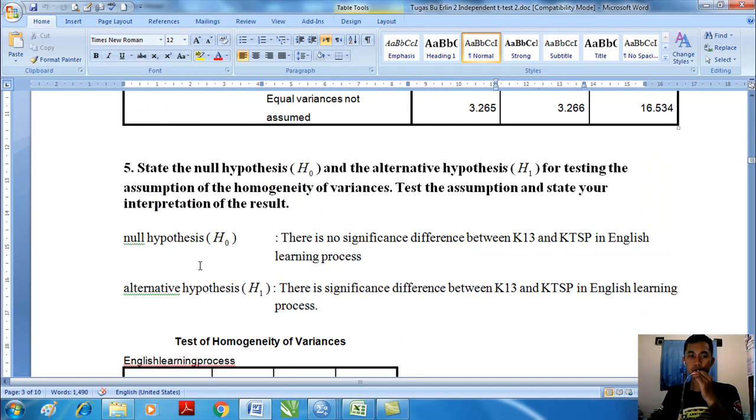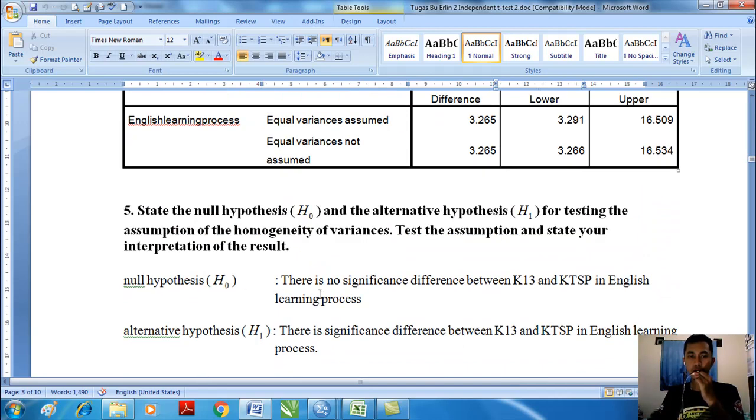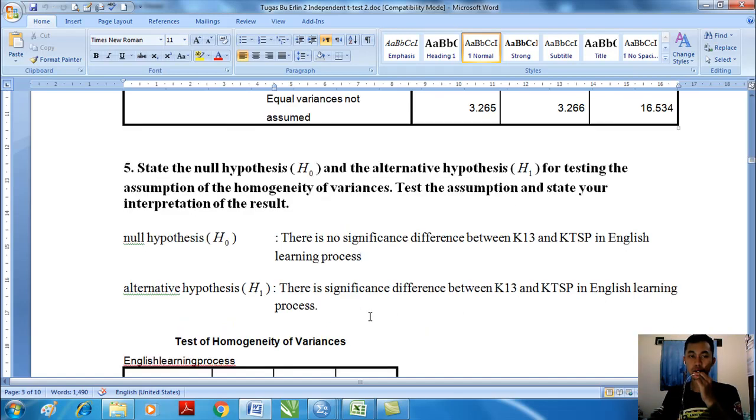Next, null hypothesis. There is no significant difference between K13 and KTSP in English learning process. Once more, there is no significant difference between K13 and KTSP in English learning process. This is for the null hypothesis. And how about the alternative hypothesis? There is a significant difference between K13 and KTSP in English learning process. This is the statement. Okay?